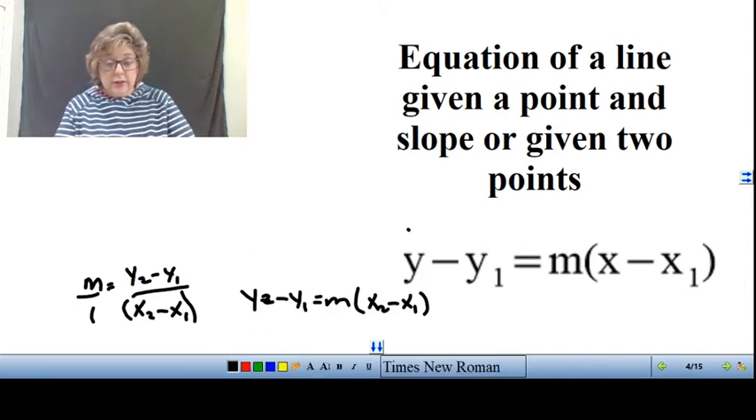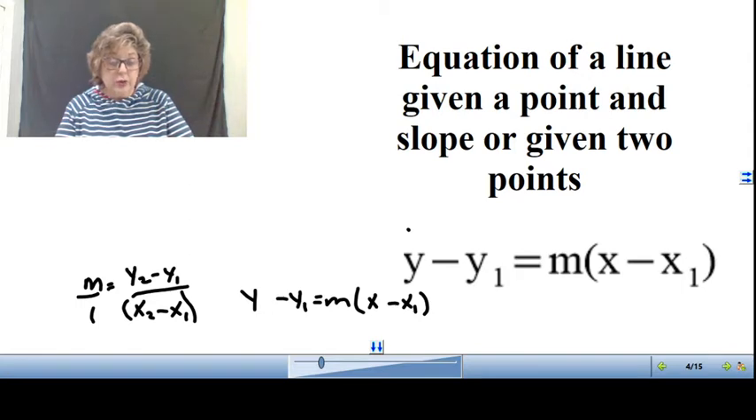Since we're only dealing with 1 point, not 2 points, I'm going to take out those 2's because it's just 1 point, x1 and y1. And now that's how we get the equation that I'm going to work with today.